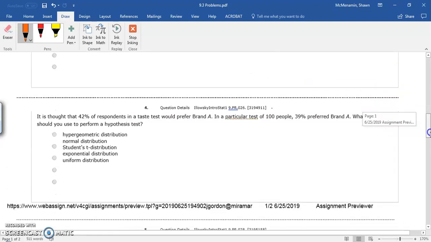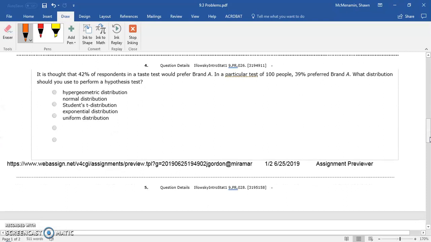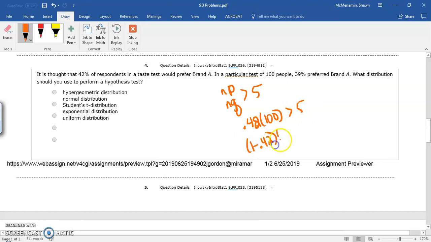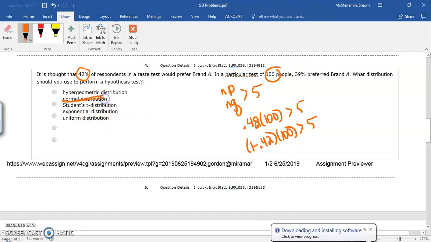This one, the distribution you're going to use, you have a percent, it's 42%, and your np and nq are greater than 5, and you can test that, but 0.42 times 100, that's going to be greater than 5, and q, which is 1 minus 0.42 times 100, is greater than 5. So basically, whenever you're dealing with percents and you have a large n and 100's quite large, then you're going to use a normal distribution. This one, normal. That's the one you want.